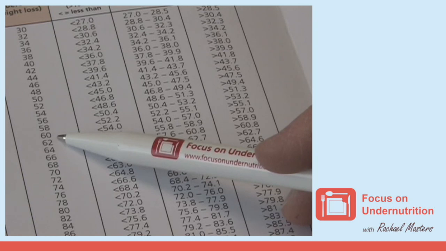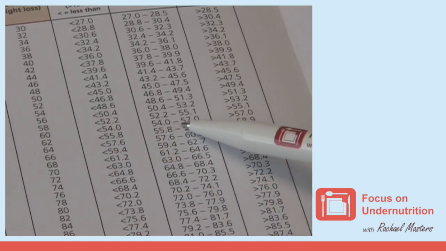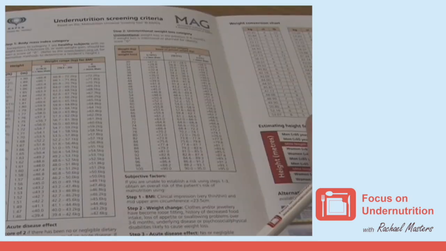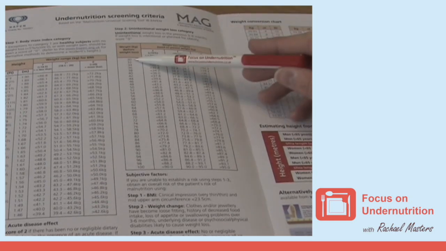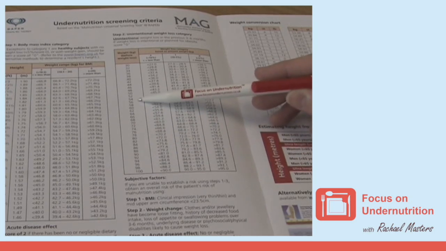For example, if Mrs. Green's weight was 60.2 kilograms 6 months ago, but she now weighs 55.1, she would score a 1. When completing this section, it is essential to always use the person's heaviest weight in the previous 3 to 6 months, even if they've started to gain weight.